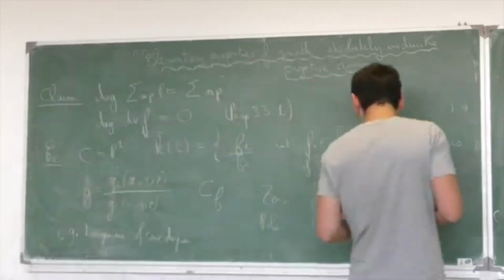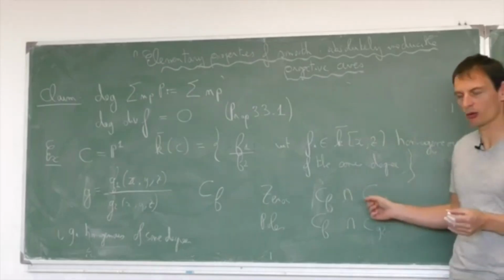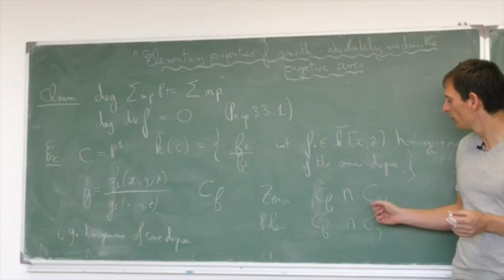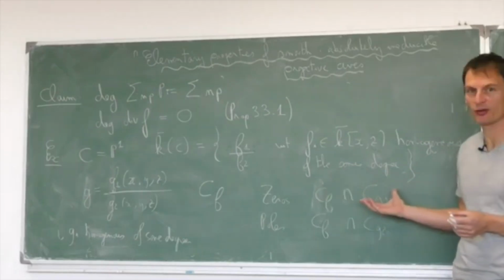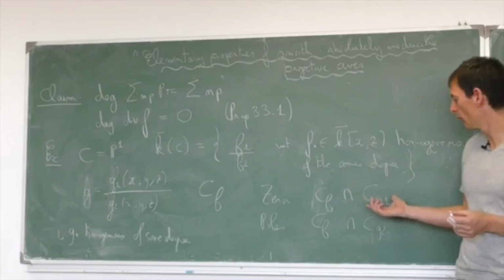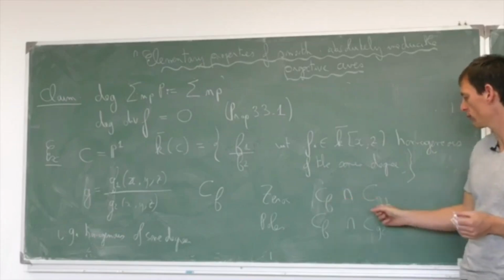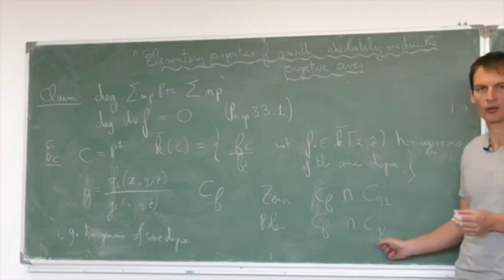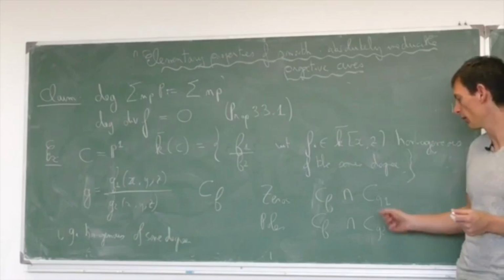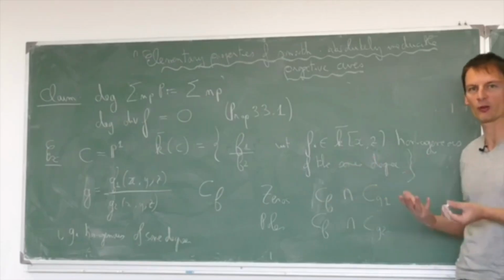Now, what do we do? We see that we are going to do the intersection of two curves, and the number of zeros is the cardinality of this intersection. So it is the degree of f times the degree of G1. And the number of poles is the degree of f times the degree of G2. But G1 and G2 have the same degree, so these two numbers are the same, and we are done again.